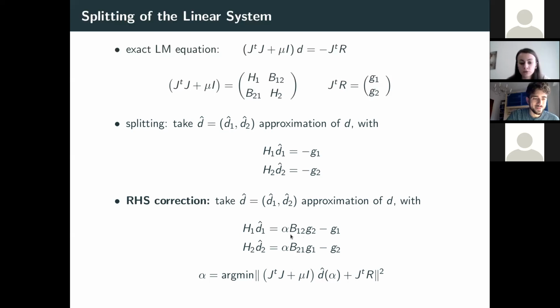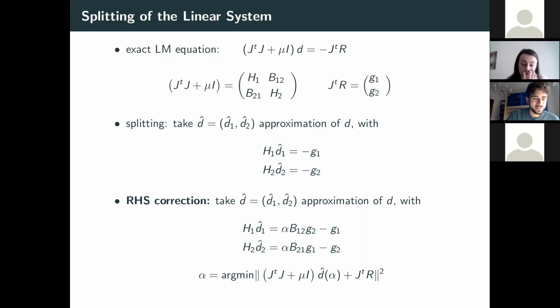We also tried to exploit them differently, but this is the choice that seems to work best in practice. And also here I consider one alpha for both systems. We can also assume that we have independent alphas. In that case, here we will have an optimization problem in dimension 2. So this requires some additional computation, but it would also allow us to get a better direction D.